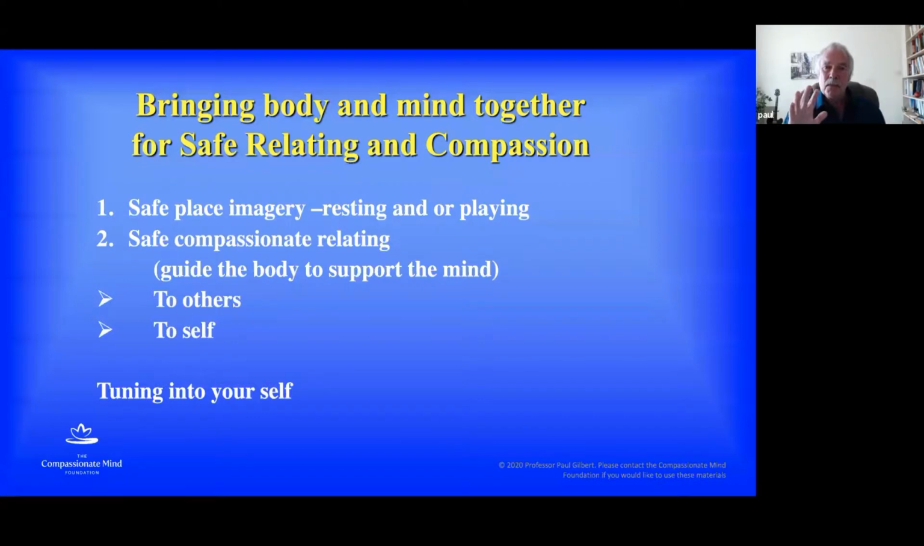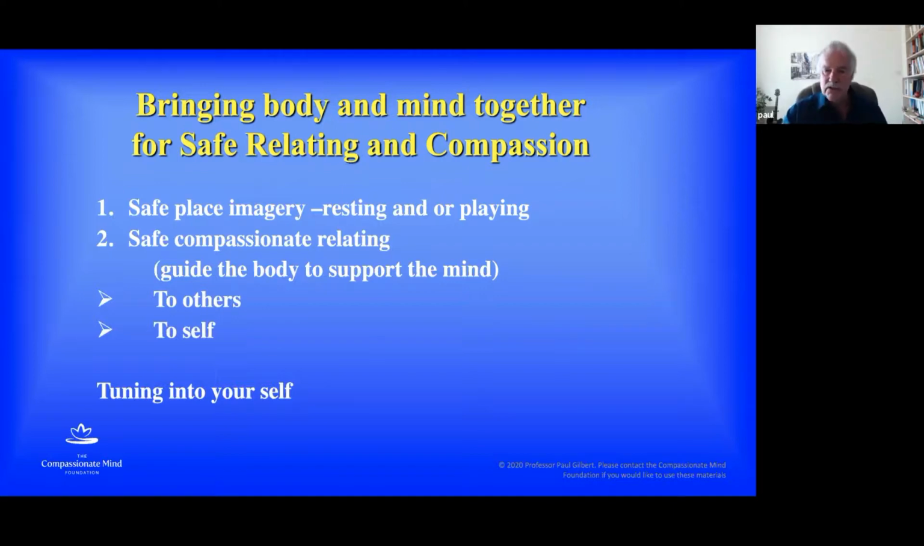Okay. The next imagery and the last imagery for this talk, and now remember, we've talked how and why imagery is important because you're stimulating those pathways in your brain, okay, is we're going to imagine a compassionate other.